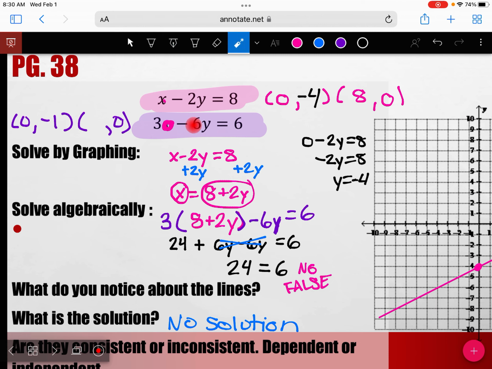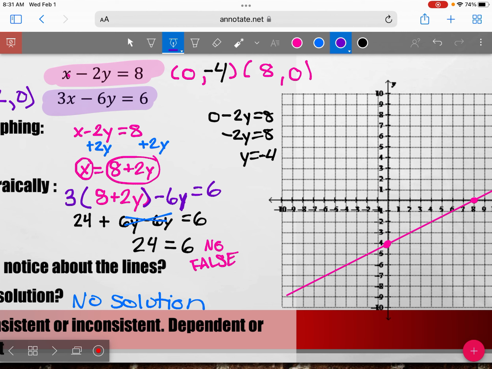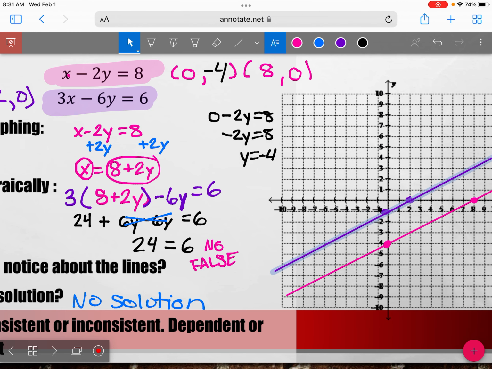Now when y is 0, let's find our x-intercept. 3x equals 6. What does x equal? 2. So here we've got our x and y intercepts. I have 0, negative 1, and I have 2, 0. Again, 2 points is enough to give me a line. They're a little close together, which makes it a little difficult, but be careful and we'll be good to go.